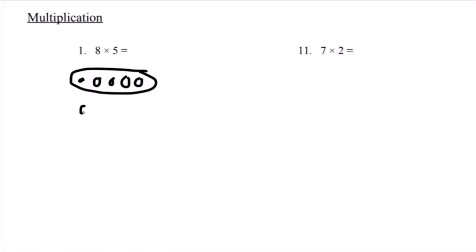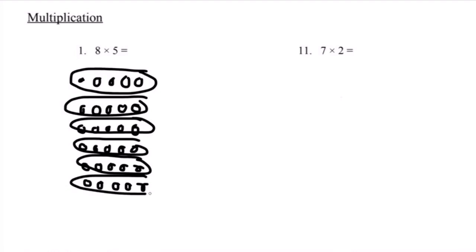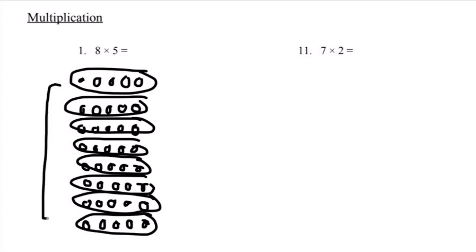That's our first group. 1, 2, 3, 4, 5. We repeat this for each group, until last but not least, 1, 2, 3, 4, 5. We now have a total of 8 groups of 5 circles. Now let's add it all together to find our final answer.